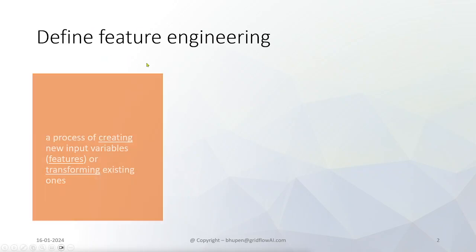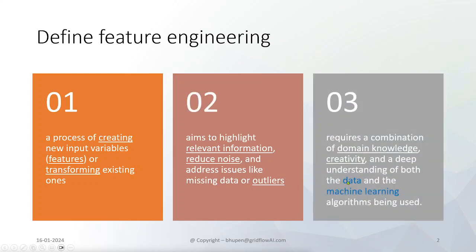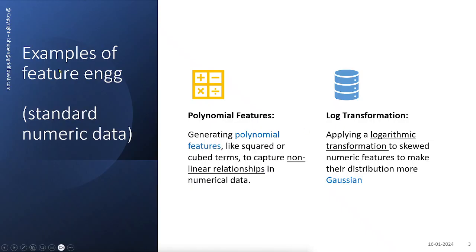Let's define feature engineering as a process of creating new variables, new input variables, or transforming the existing ones. It is also aimed at sometimes extracting relevant information from the data, reducing the noise, and performing some of the activities like missing data analysis and finding out the outlier values or outlier data in your data sets. It also requires significant domain knowledge, as I mentioned earlier, and a fair amount of creativity is required to perform feature engineering. Let's take a look at some of the examples of feature engineering.